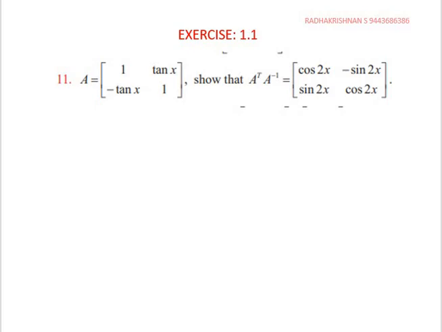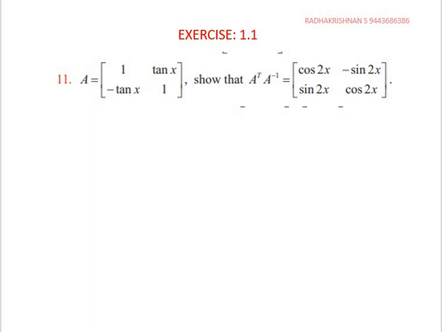11th sum. A equal to [1 tan x; minus tan x 1]. Okay, so a 2 by 2 matrix is given. Show that A transpose into A inverse equal to [cos 2x minus sin 2x; sin 2x cos 2x]. Another 2 by 2 matrix is given.